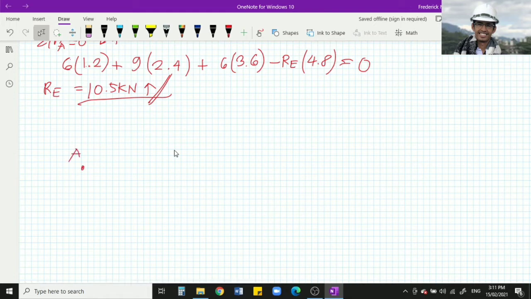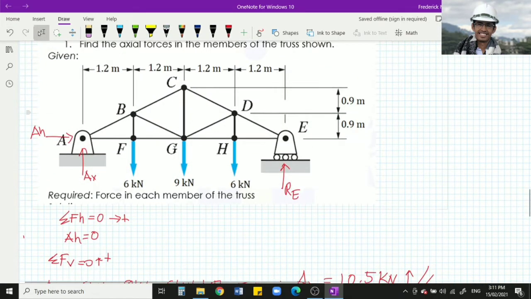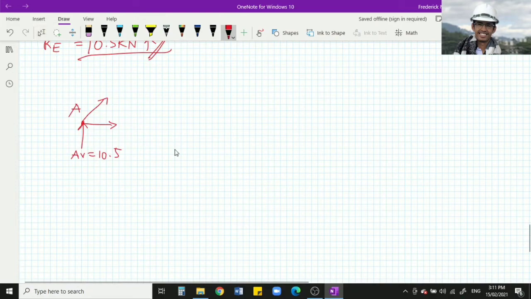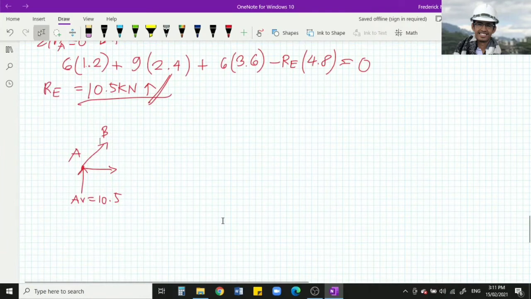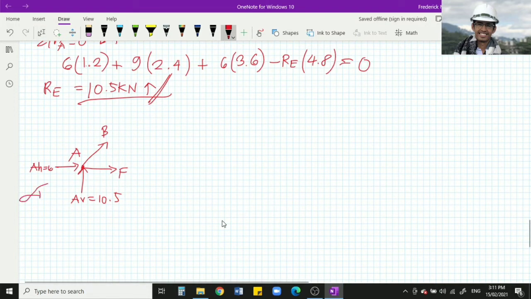So ito yung point A natin. So meron tayong force dito na A vertical. So that is equal to 10.5. And yung member natin is, so we have AB and we have AF. Okay? Meron din tayong AH dito which is 0. Pwedeng kahit hindi nyo nailagay kasi 0 rin lang naman siya. So pwedeng kahit wala na din yan, no?